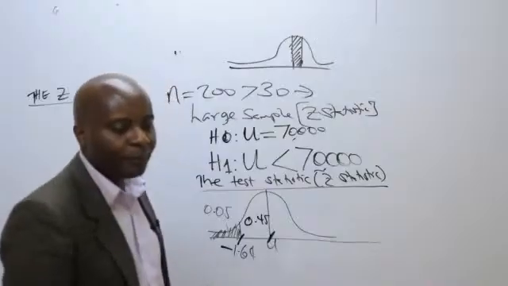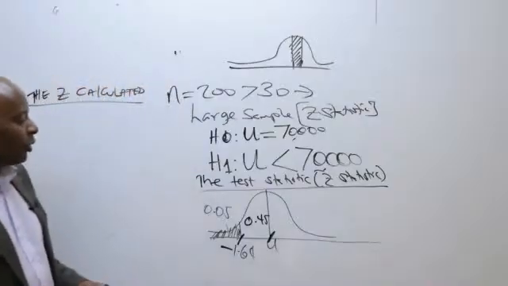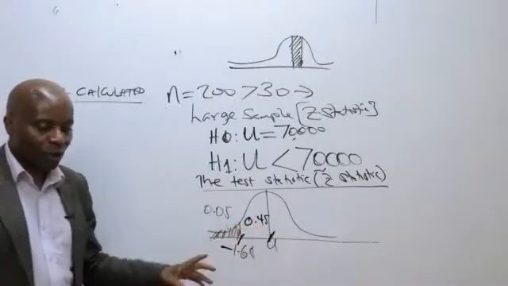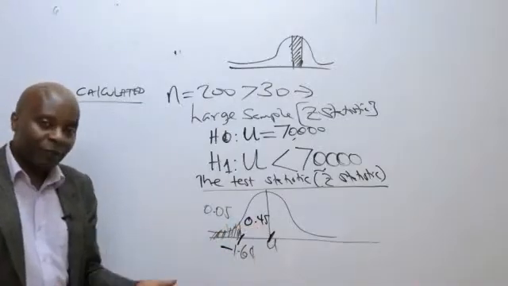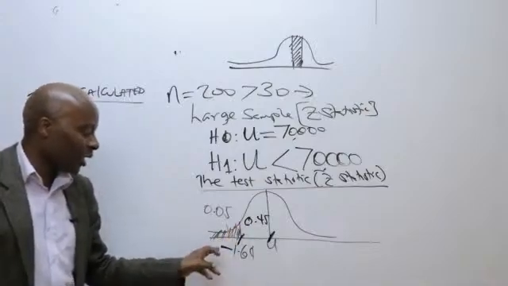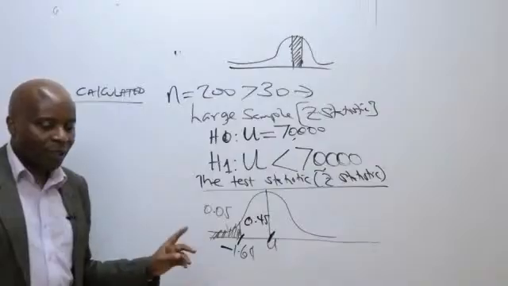Ladies and gentlemen, listen to me very well. If you go to your tables, the 0.45 corresponds to 1.64 or 1.65, one and the same. So 1.64, and because it's on the left-hand side, it's going to be negative. So negative 1.64.